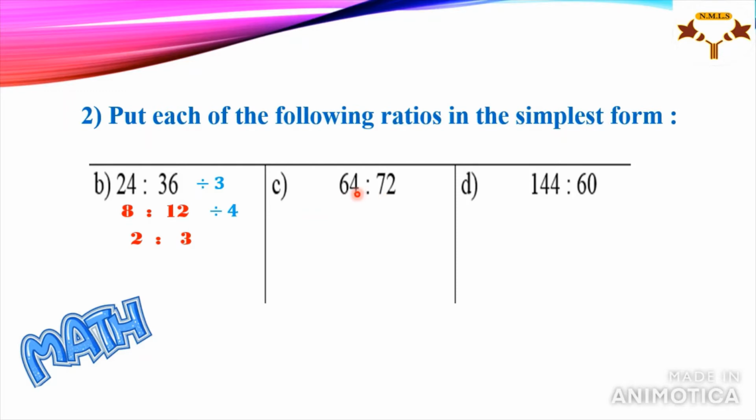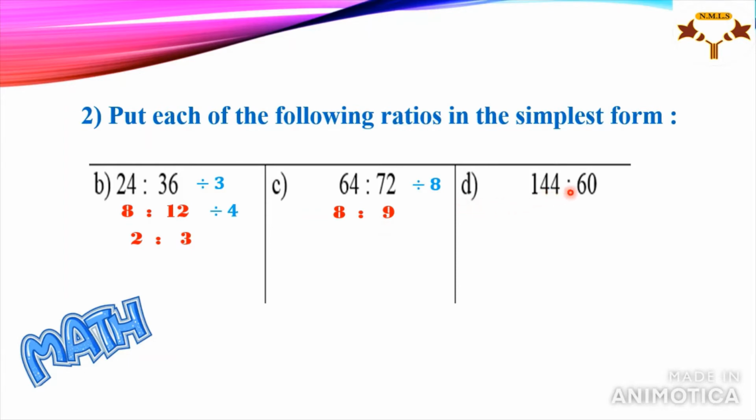Let's see number C, 64 to 72. Yes, it's also divisible by 2, but when you think, you can divide them by 8. So 64 divided by 8 equals 8. 72 divided by 8 equals 9. 8 and 9 is at simplest form.